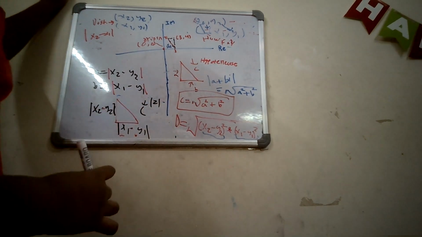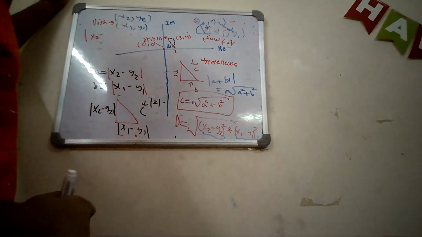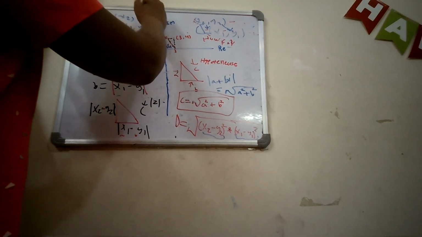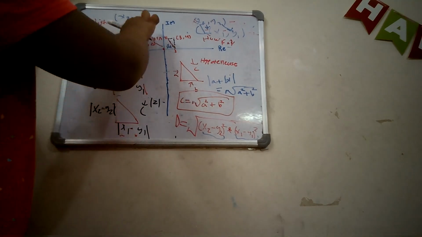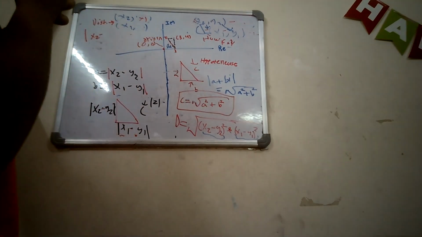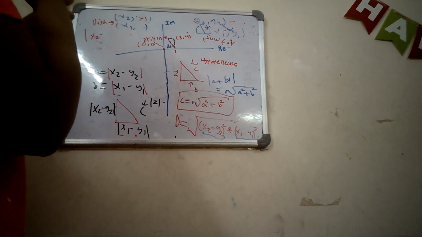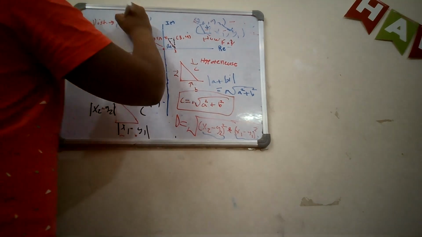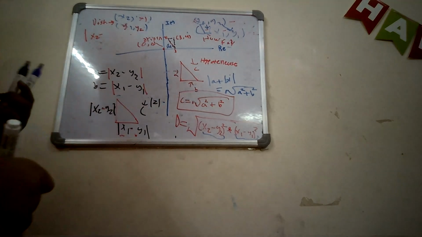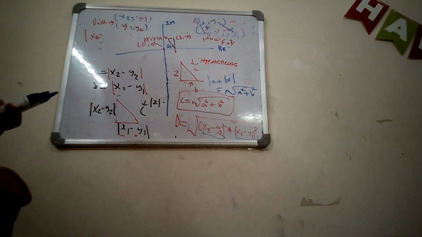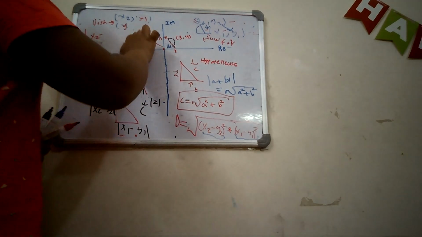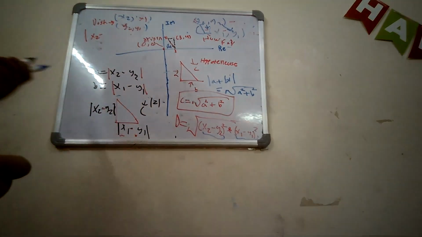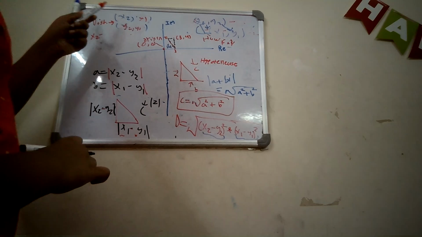Sorry, I think it should be x1. Oh, sorry. x1. Okay, what am I doing? y1, y2. Okay, wait. Yes, back to the point. Where was I? Yeah. This is how it should be.